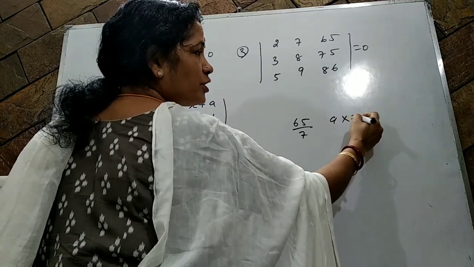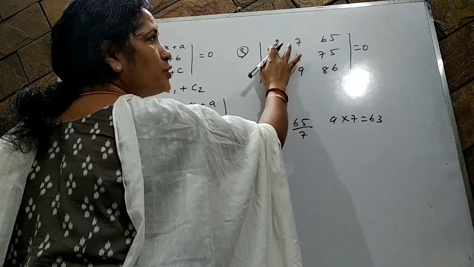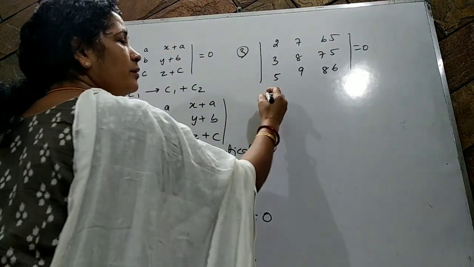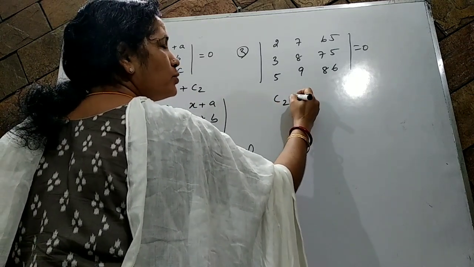9 sevens are how much? 63. 63, better. 9 sevens are 63 plus 2, 65. You will get it. See now, listen. What I am doing here: this C1 can be written as, or otherwise C2 can be written as. That is up to your choice.